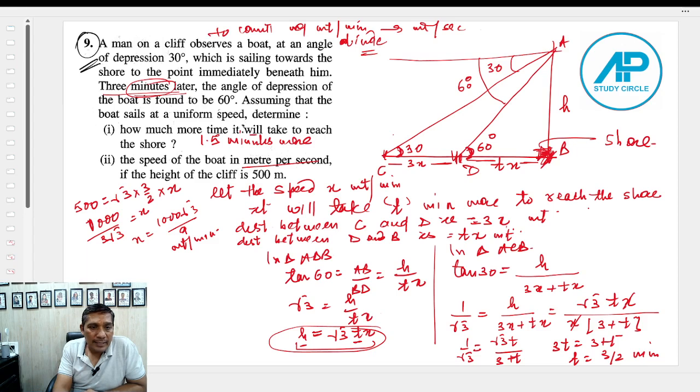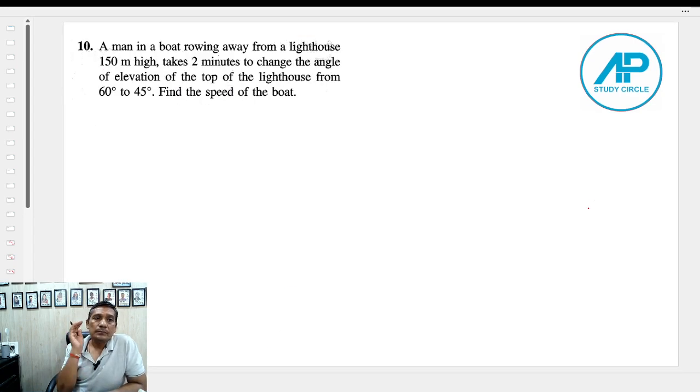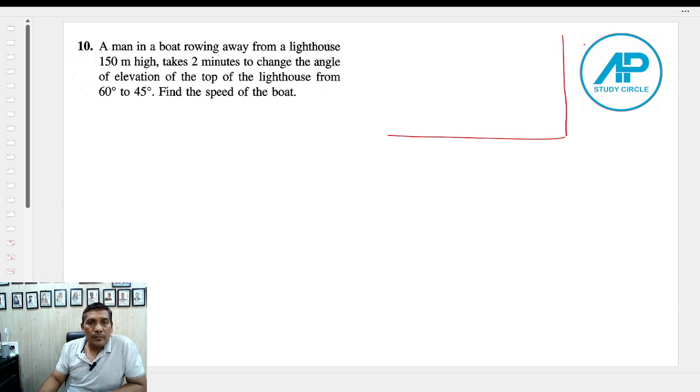So I'm taking the next question. Now almost same kind of question. They say that a man in the boat rowing away. I'm just taking the diagram for you and not giving you the entire solution. I hope you should do this question on your own. A man in the boat is rowing away from lighthouse, and the angle changes from 60 to 45.